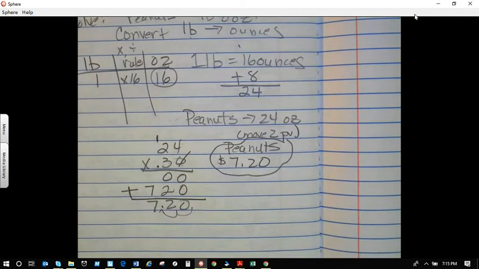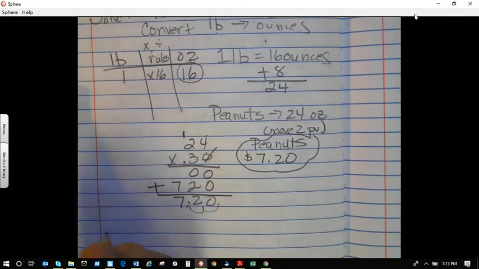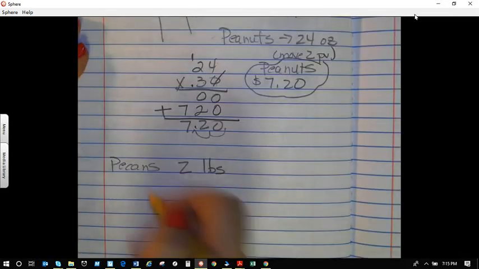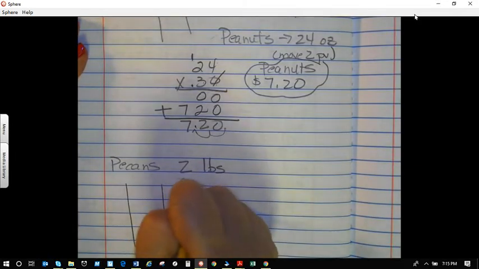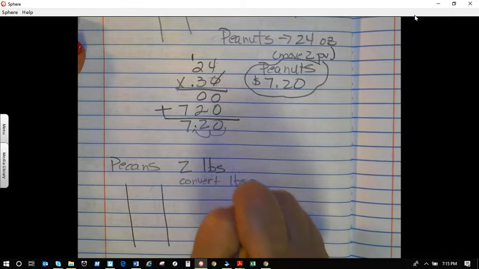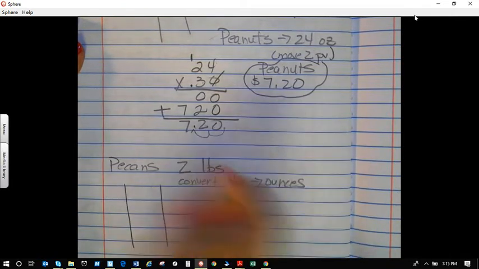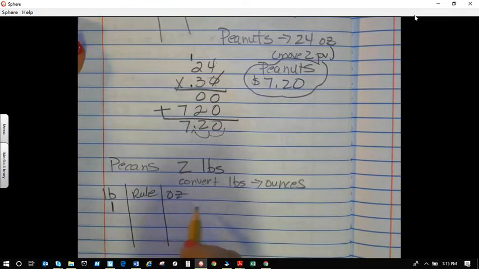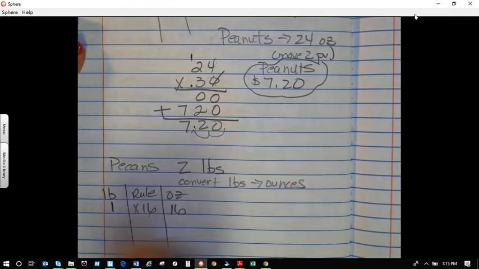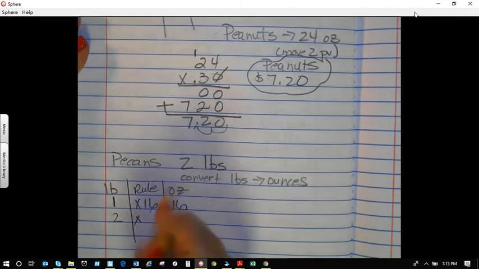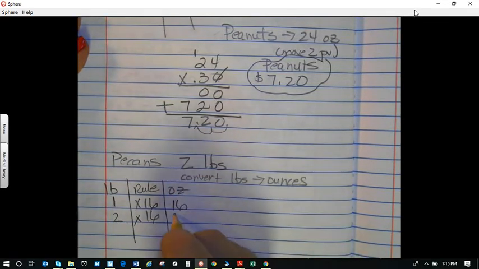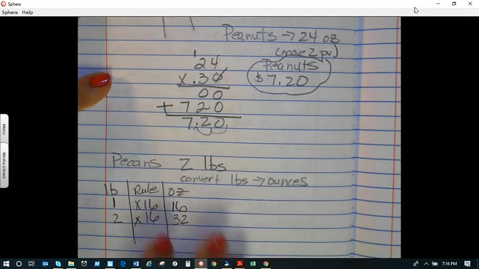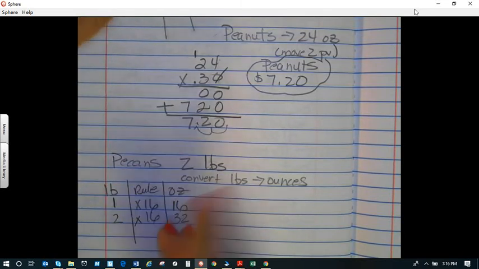I'm going to do the same thing for my pecans. The pecans, I purchased 2 pounds. All right. Well, I know input-output table. I'm going to convert pounds to ounces. I have my pounds here. I have my ounces here. My rule, what happens when 1 pound goes in, it comes out 16. I multiplied by 16. 2 pounds go in, multiply that by 16. And how many ounces do I have? Absolutely right. 32 ounces. Very good. All right. But how much did I spend? 65 cents. Very good. So I spent 65 cents on pecans.